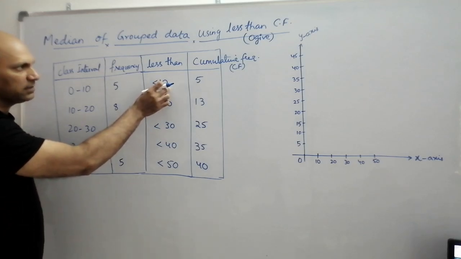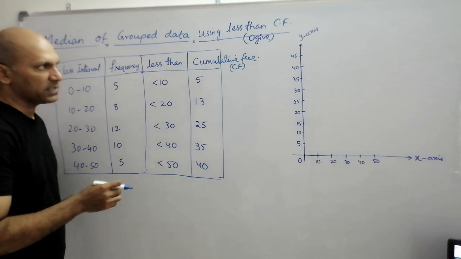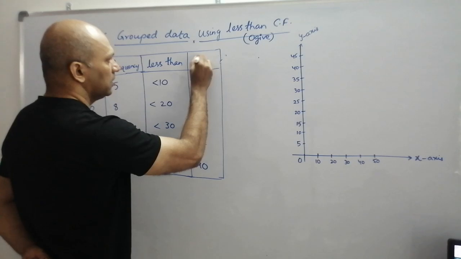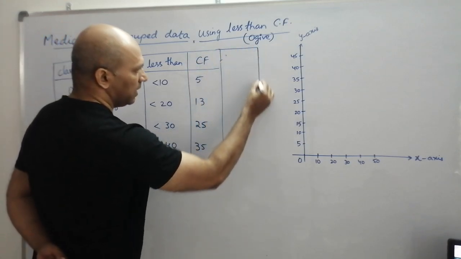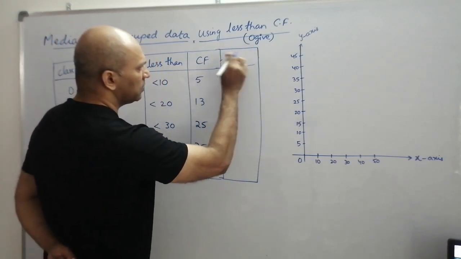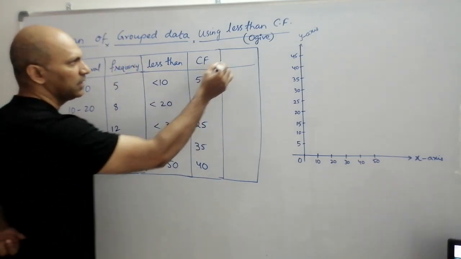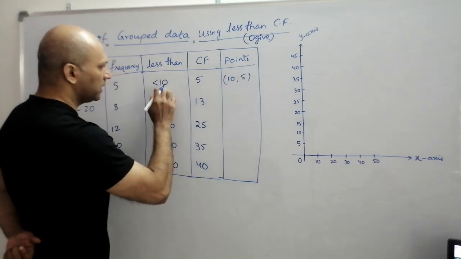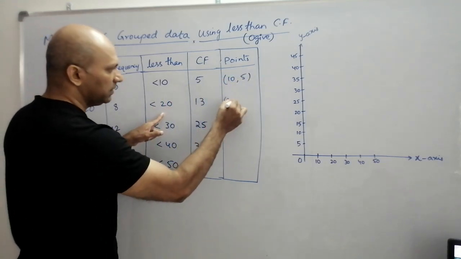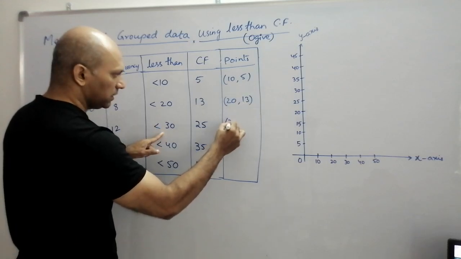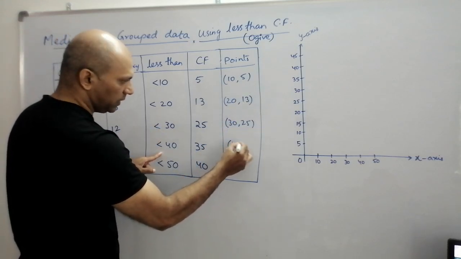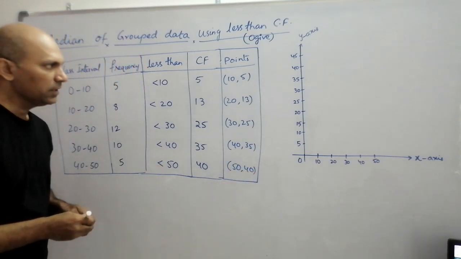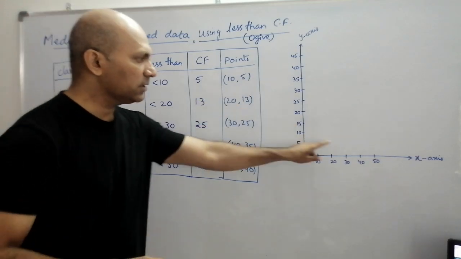Third column should be less than, and the fourth column should be the cumulative frequency. So what I'll do is I'll just rub this and write CF. And the last one is not necessary, but my advice is write this. Here we need to plot these points on a graph. So 10, 5; 20, 13; 30, 25; 40, 35; 50, 40. We need to plot these points on the graph.